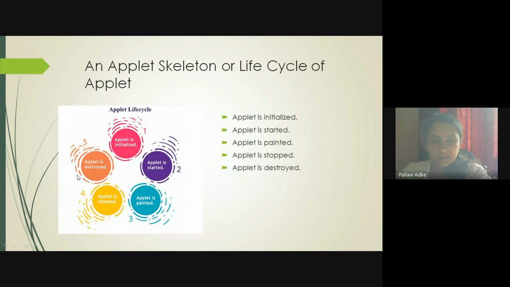So this is the life cycle of an applet. There are 5 stages. The applet is initialized, then started, then the applet is painted, or whatever function we have to perform over here, that we can say the applet is painted, then the applet is stopped, and the applet is destroyed. As I told you yesterday, these two are the initialization and destroy.